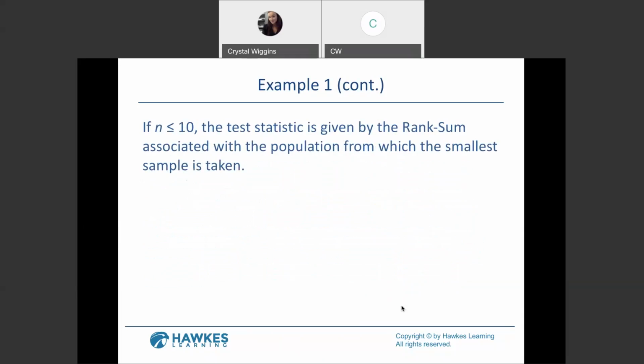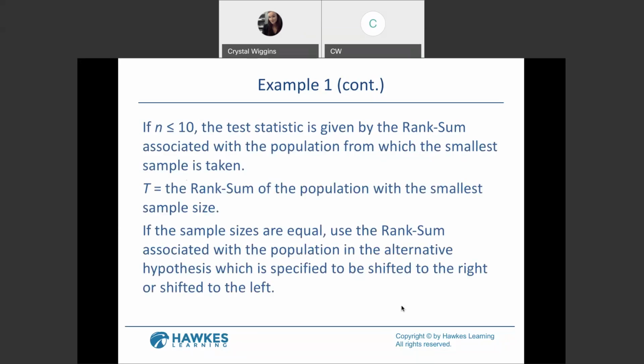So if our sample size is less than or equal to 10, the test statistic is given by the rank sum associated with the population from which the smallest sample is taken. Now, our samples happen to be the same size, so that's not helpful. T, the rank sum of the population with the smallest sample size, is your test statistic. If the sample sizes are equal, such as in our example, use the rank sum associated with the population in the alternative hypothesis, which is specified to be shifted to the right or to the left. We are saying that the pediatric ward is the one that's shifted to the right, and therefore we would use the 110 as our test statistic.